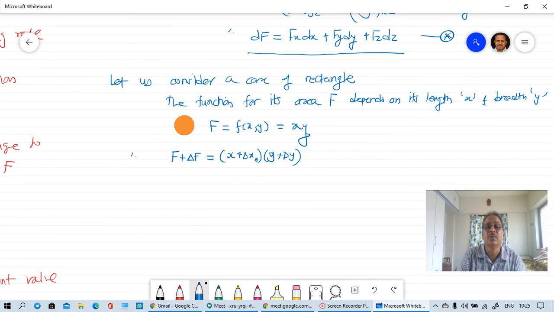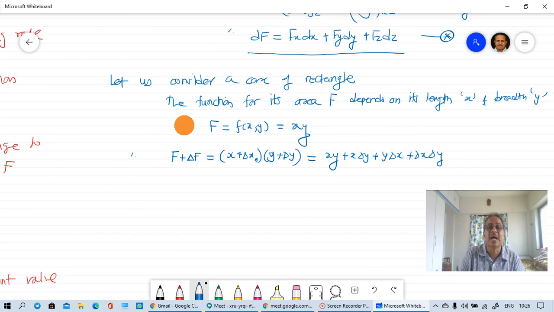So that x plus delta x into y plus delta y, this is a simple product of a plus b into c plus d. So if I use that particular product, first it is x into y, plus x into delta y, plus y into delta x, plus delta x into delta y.